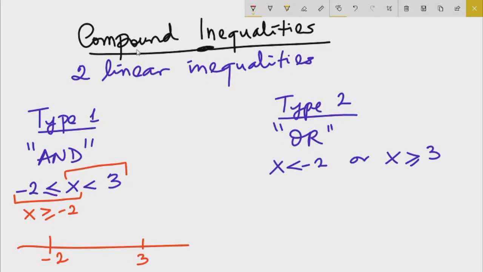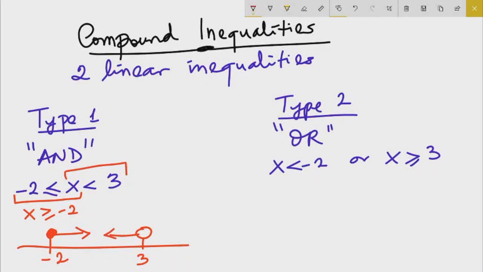If you have -2 and 3, when we're on -2, because we are dealing with greater than or equal to, you want to put a closed circle or a shaded circle on it, and you are going towards the right. But the second inequality, we have x less than 3. So when you are on 3, you want to use an open circle because it's just less than, and you are going towards the left.